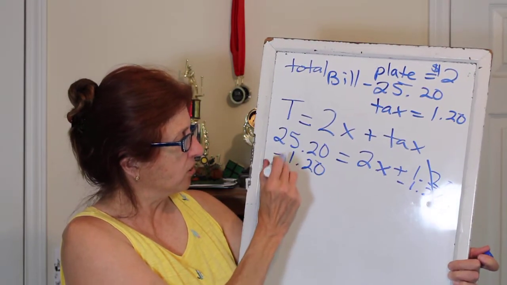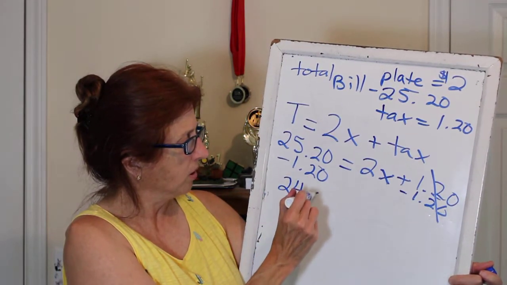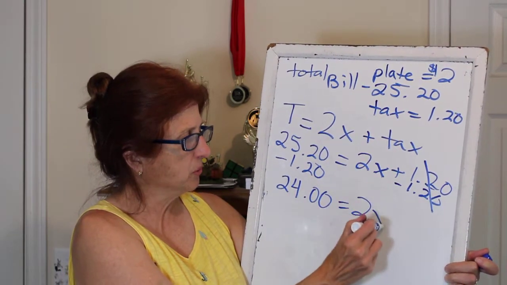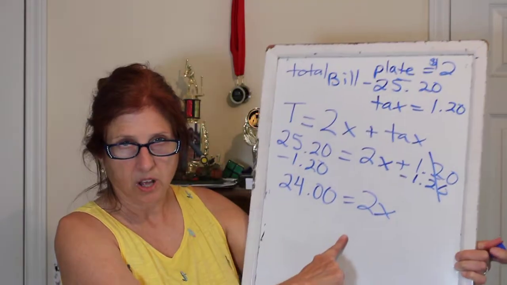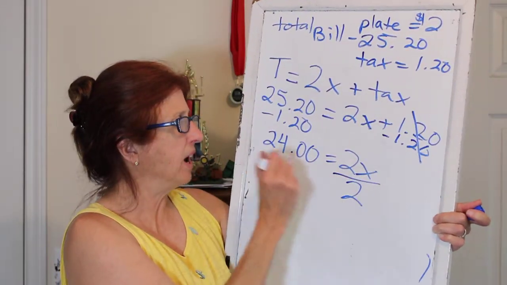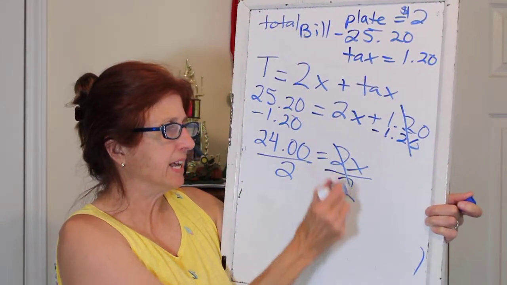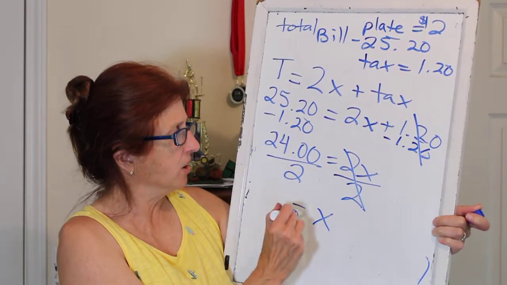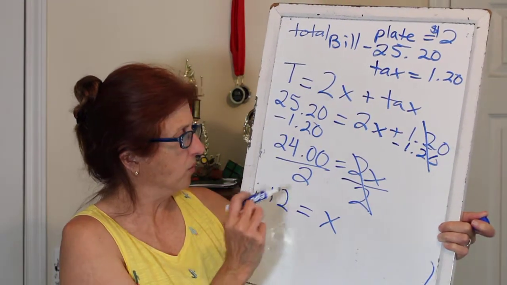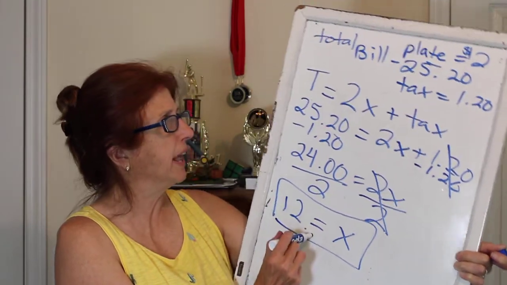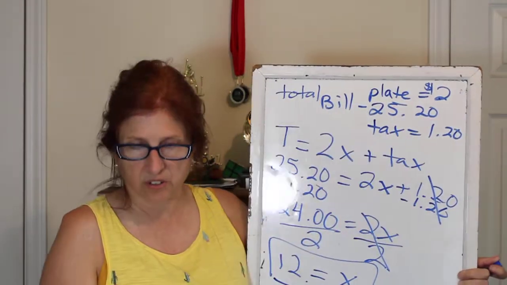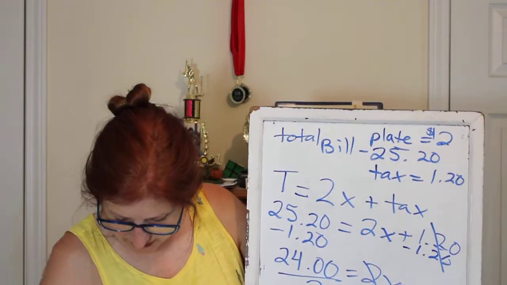25.20 minus $1.20 is $24. 24 dollars equals 2x. Why is x not alone? It's being multiplied by 2. What's the opposite? Divide by 2. What I do to one side, I do to the other. So x equals 12. 24 divided by 2 is 12. So I got 12 plates, $2 each of all the different things I tried.